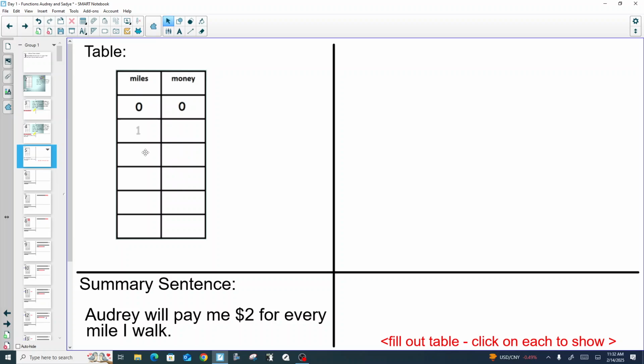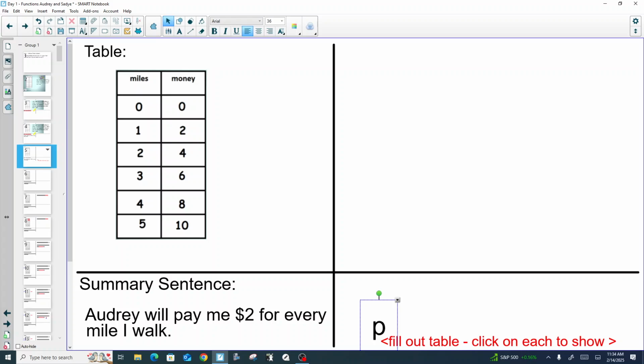I think you see where this is going. If we walk 1 mile, how much will she pay me? $2, if she's honest. If I walk 2 miles, $4. If I walk 3 miles, how much? 6. 4 miles gets us $8, and 5 miles gets us 10. Absolutely.